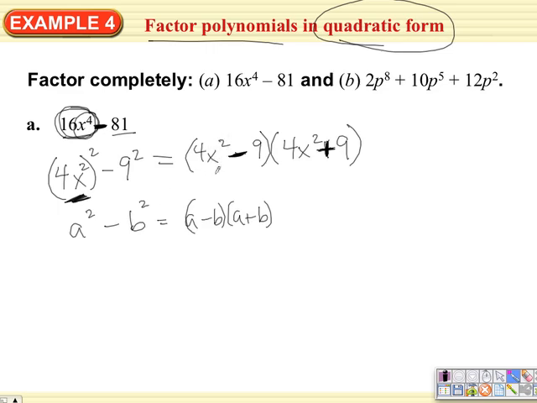So this becomes 2x minus 3, 2x plus 3. If you factor this as a difference of squares, here it is. But then you still got 4x squared plus 9. And there you have it. Here is your final answer, all factored out.